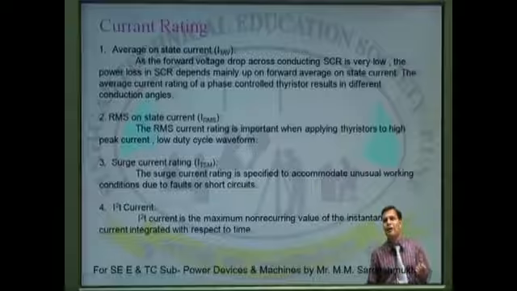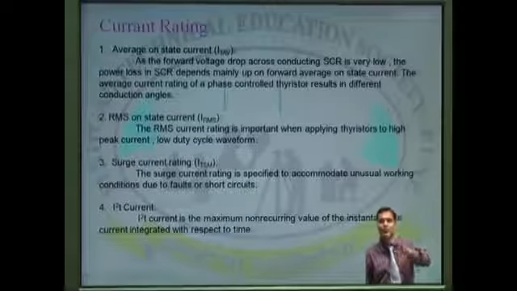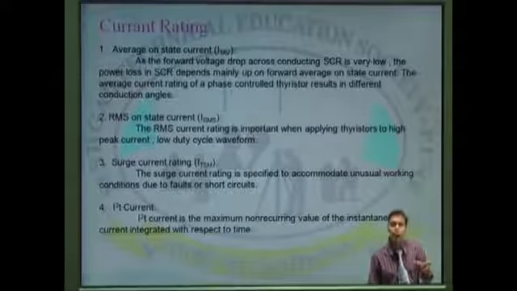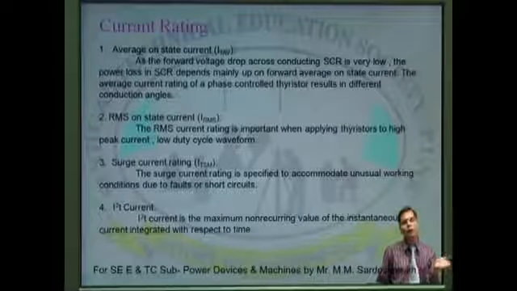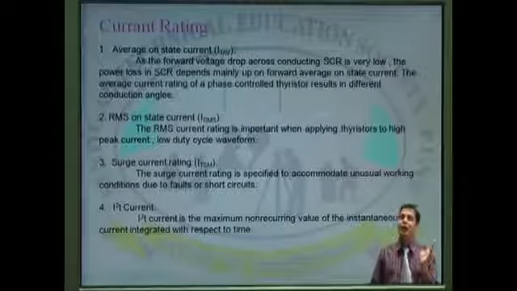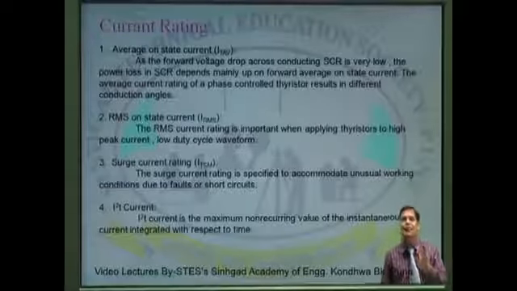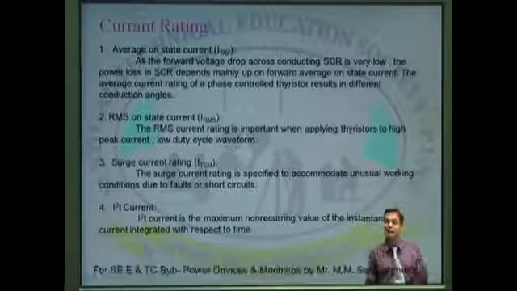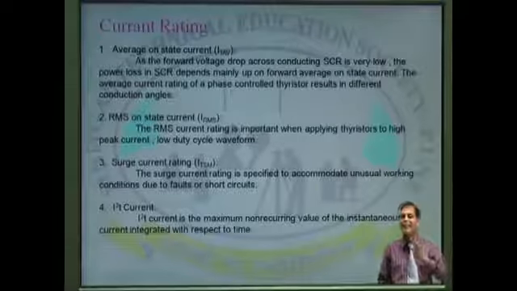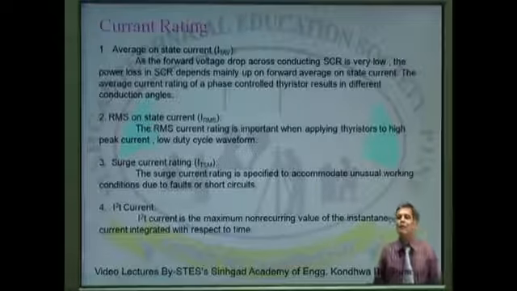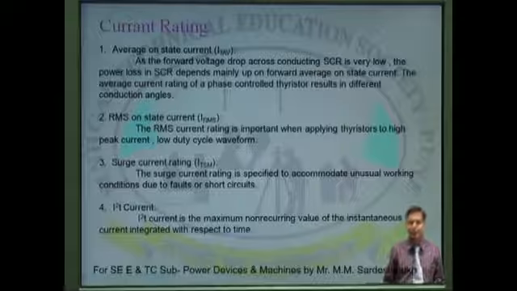So we have to coordinate the fuse such that the fuse will blow before this I square T timing. It means we have to design our protection circuitry, maybe a fuse or some other protection circuitry, such that it will activate below the time which is mentioned by the I2T rating.